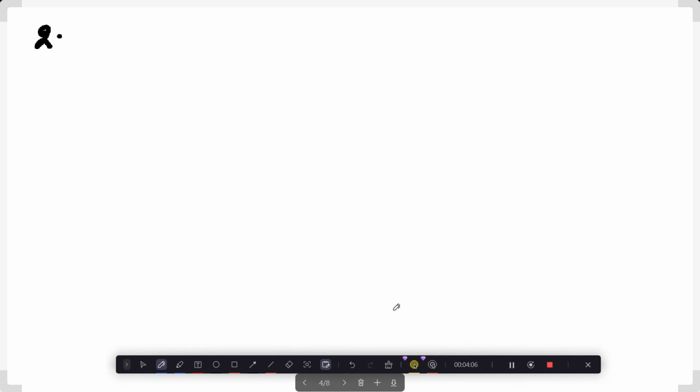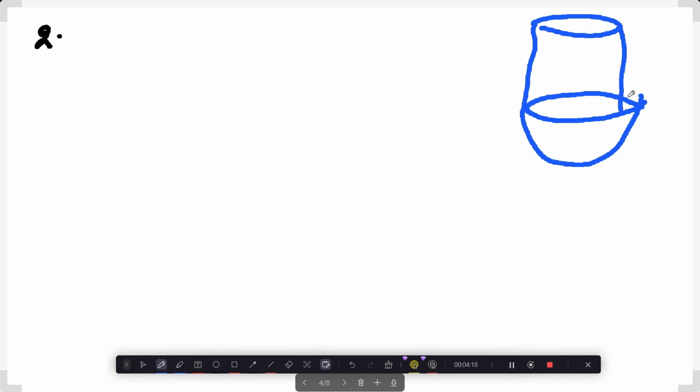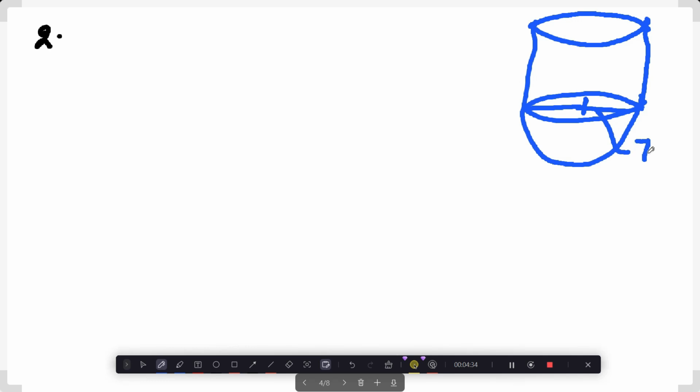Let's look at question number 2. A vessel is in the form of a hollow hemisphere surmounted by a hollow cylinder. Okay, I've not drawn this too well. This is the cylinder. The diameter of the hemisphere is 14 centimeter, so the radius is 7 centimeter. And the total height is 13.